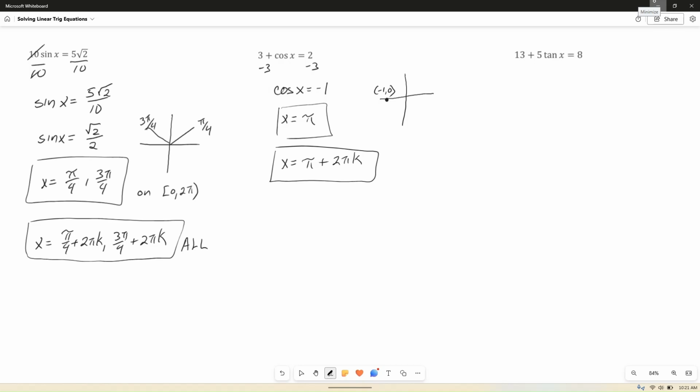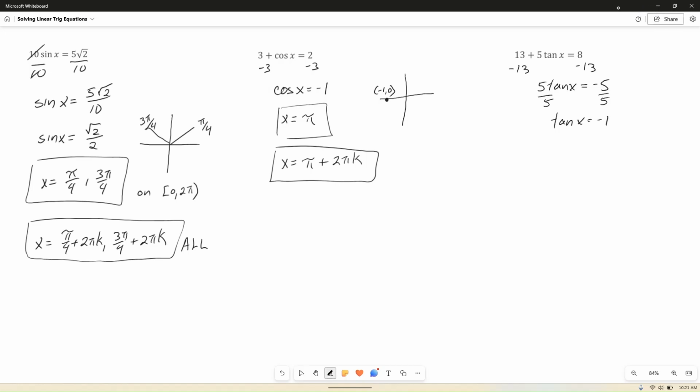We have 13 plus 5 times the tangent of x is equal to 8. And so this one, we'll have to do 2 steps of algebra to isolate the tangent. So the first one is we're going to want to subtract 13 from both sides. So 13 plus 5 tangent of x minus 13 is just going to leave us with 5 tangent of x. And then 8 minus 13 is going to result in a negative 5. So 5 tangent of x is equal to negative 5. We're then going to divide both sides by 5. And so we're left with tangent of x is equal to negative 1.